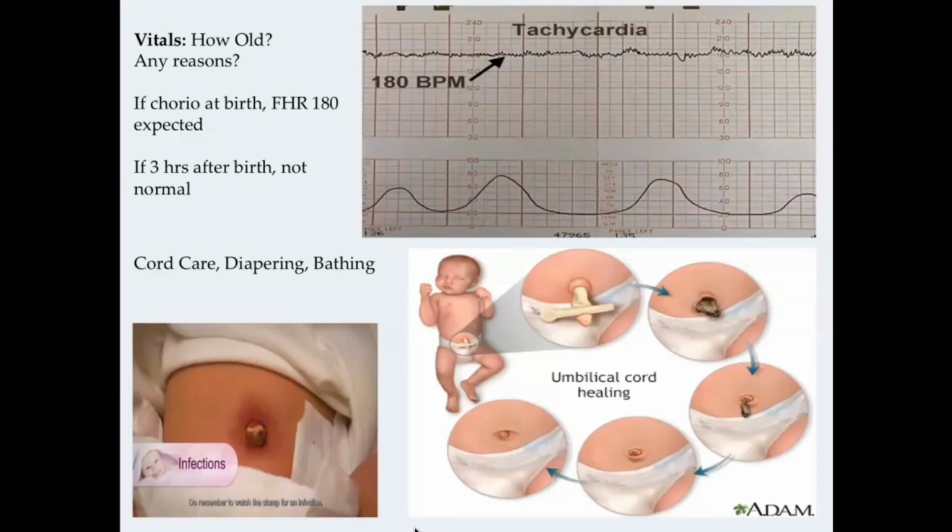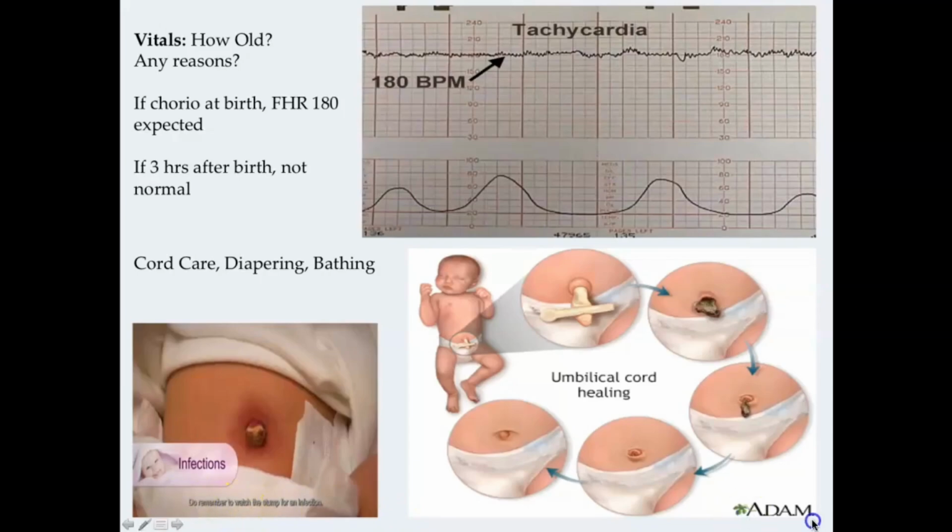The only time that you would bathe a newborn immediately following delivery is if the mom had an infectious process such as HIV or hepatitis B. Those are the two main reasons why you would bathe a baby immediately after delivery. You want to make sure that you bathe them right away so that you can vaccinate and give them their medications.